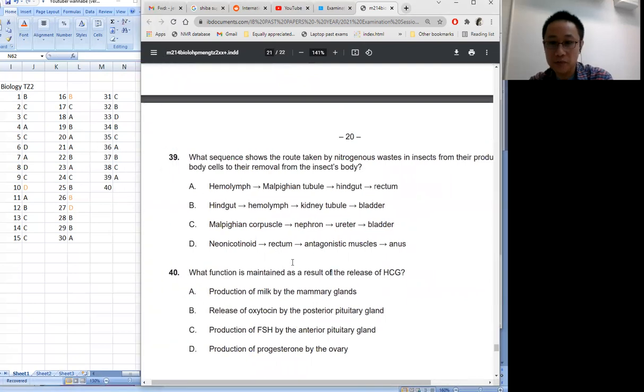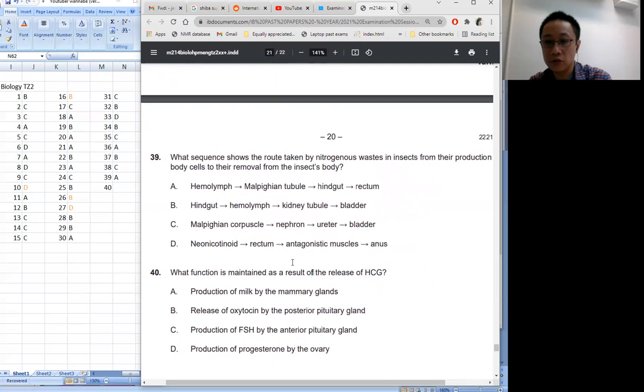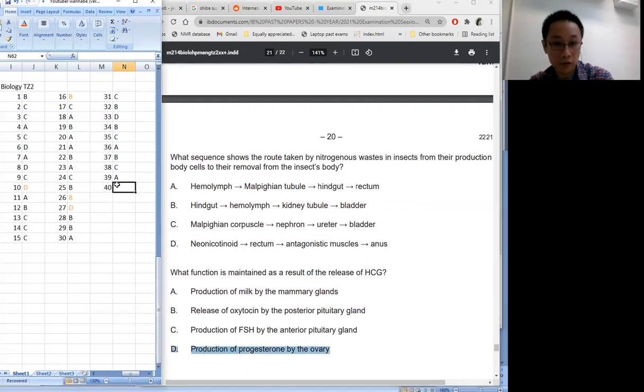Okay, last question: what function is maintained as a result of release of HCG? Well, HCG is released during early pregnancy so that the corpus luteum can be maintained. And the corpus luteum is a structure inside the ovary that produces progesterone, which maintains the uterine lining. Of these, a clear-cut correct answer.